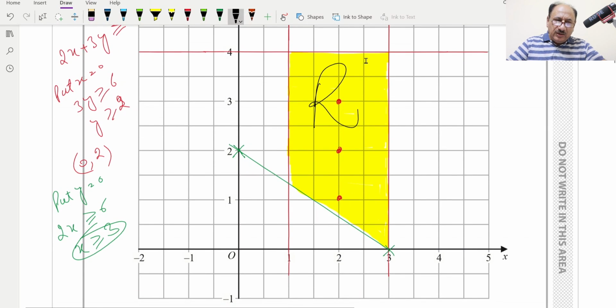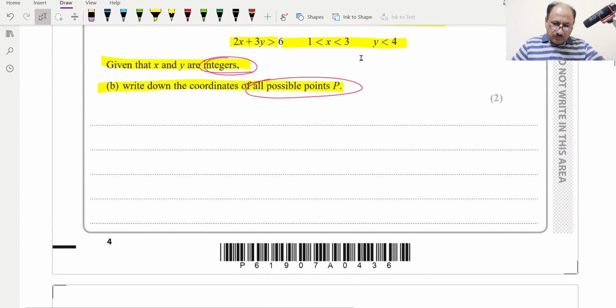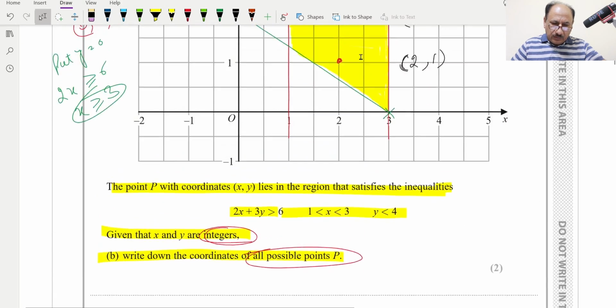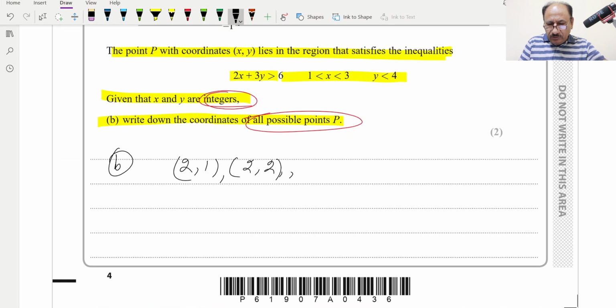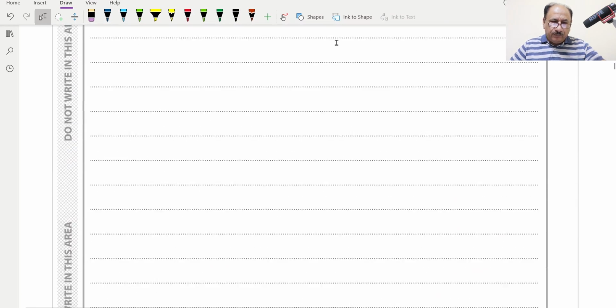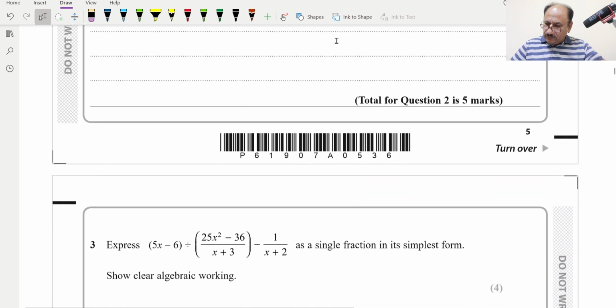So for these values, we can write: this will have coordinates (2, 1), this will have coordinates (2, 2), and this will have (2, 3), and these will be our answers for the B part. So the answer for the B part is (2, 1), (2, 2), and (2, 3). These three points will be our answer for this question. So we are done with the two questions.